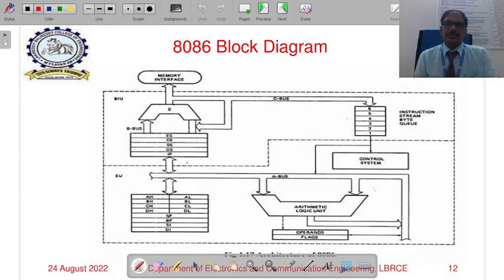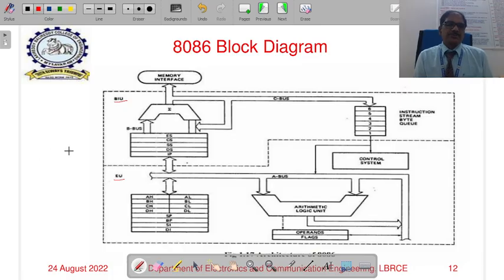Today we'll discuss the block diagram of 8086. So this is the block diagram of 8086. The complete block diagram of 8086 is divided into two parts. One is the bus interfacing unit and another is the execution unit. So this part is the bus interface unit, whatever is shown in the dotted lines, and the bottom dotted lines, whatever is shown on the bottom side, is the execution unit.